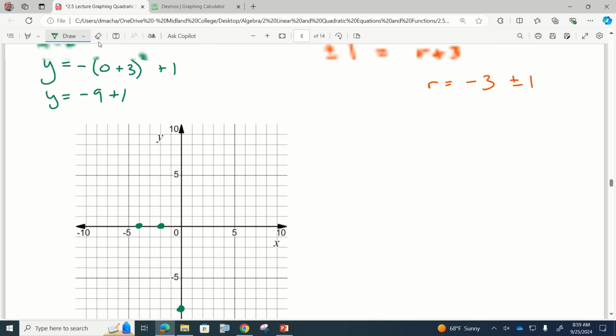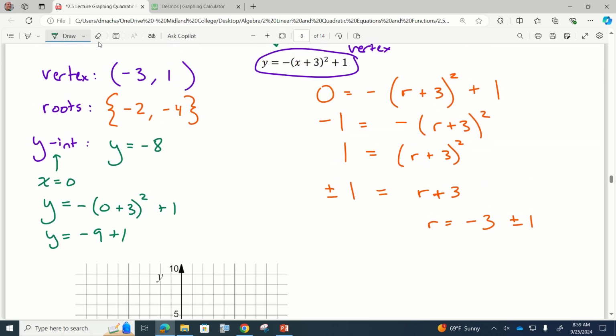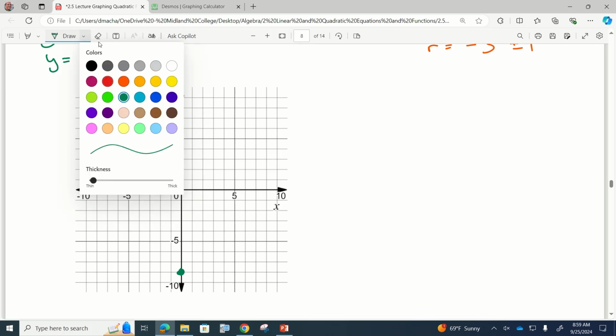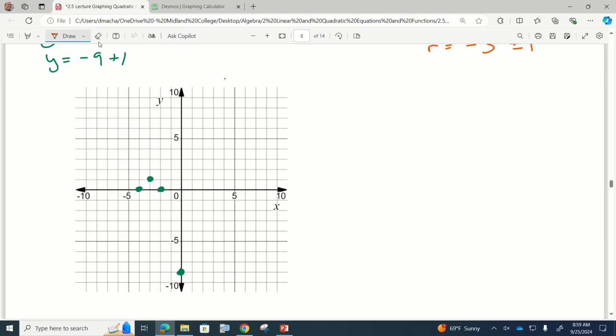My vertex was -3, 1. So the x-coordinate is -3, the y-coordinate is 1. And so now I've got my vertex, my roots, my y-intercept. I can go ahead and draw my axis of symmetry, because my axis of symmetry is just a vertical line that passes through my vertex.